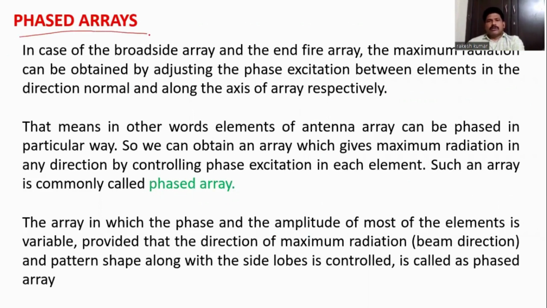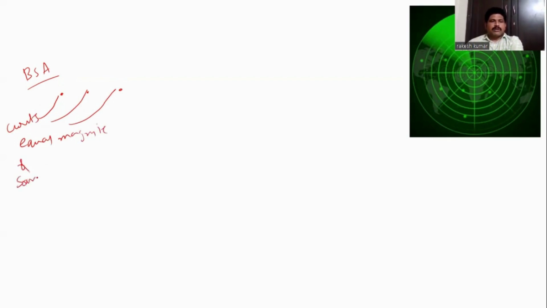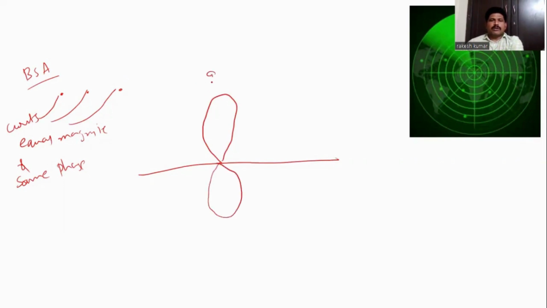For example, take a broadside array. Let us take three current elements. How are you supplying the currents? You are supplying currents of equal magnitude and the same phase. In this case, you get the radiation pattern in the 90 degrees direction and the 270 degrees direction.